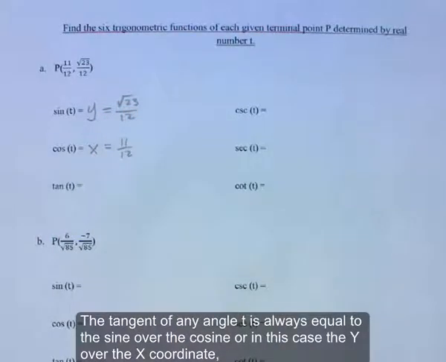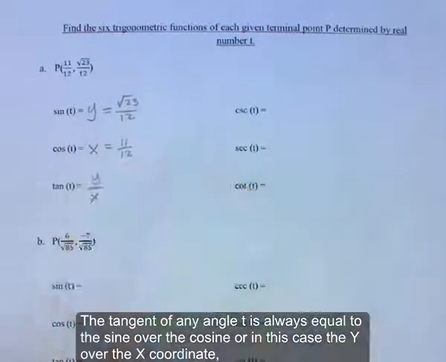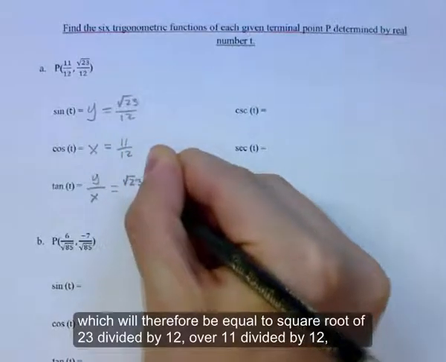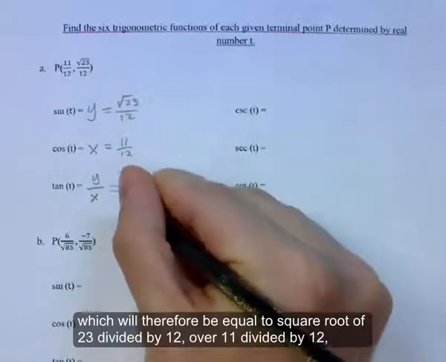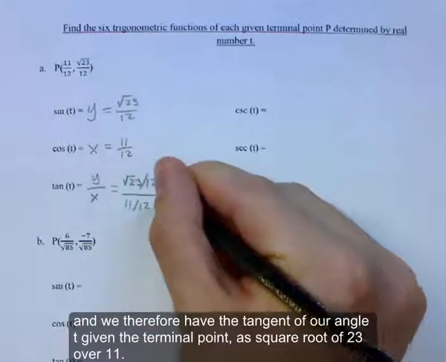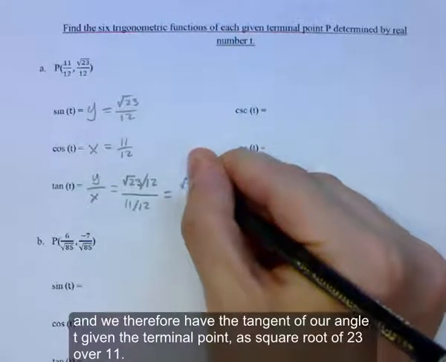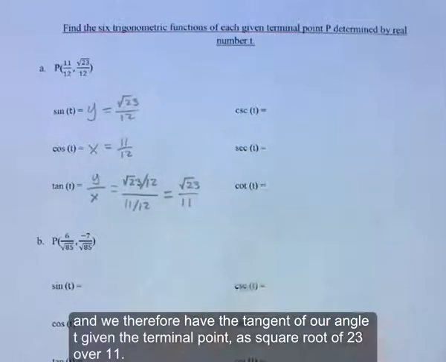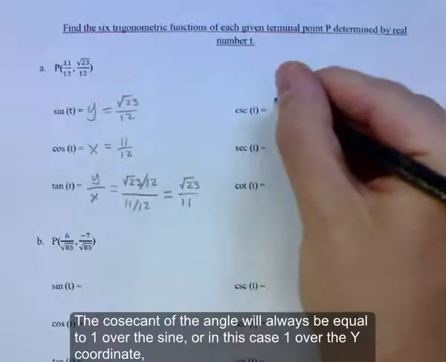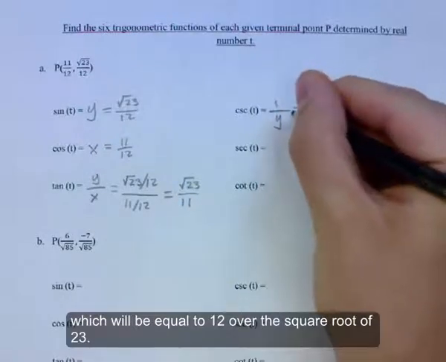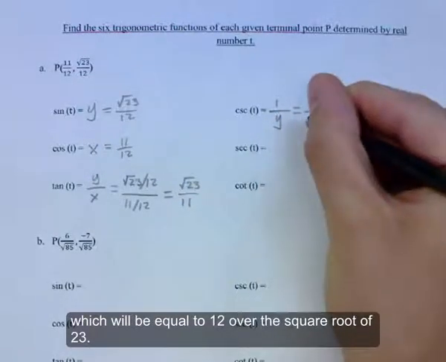The tangent of any angle t is always equal to the sine over the cosine, or in this case the y over the x-coordinate, which will therefore be equal to square root of 23 divided by 12 over 11 divided by 12, and we therefore have the tangent of our angle t given the terminal point as square root of 23 over 11. The cosecant of the angle will always be equal to 1 over the sine, or in this case 1 over the y-coordinate, which will be equal to 12 over the square root of 23.